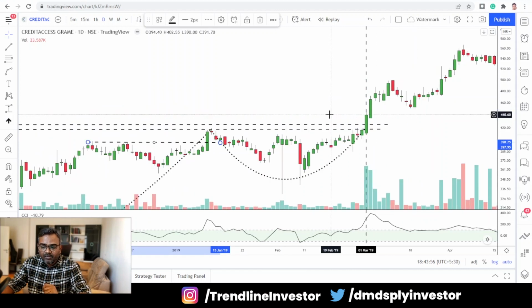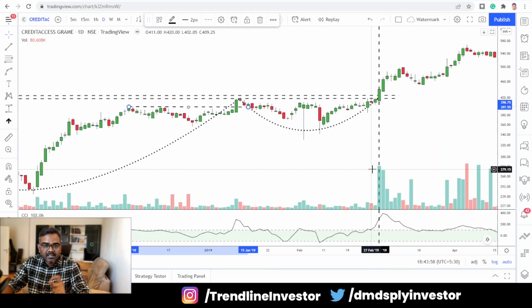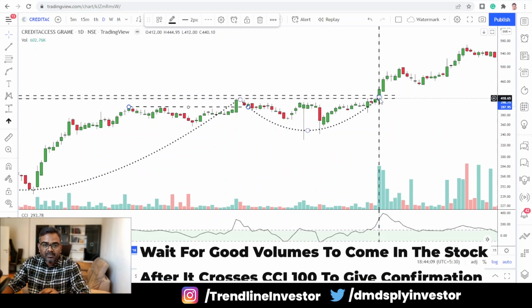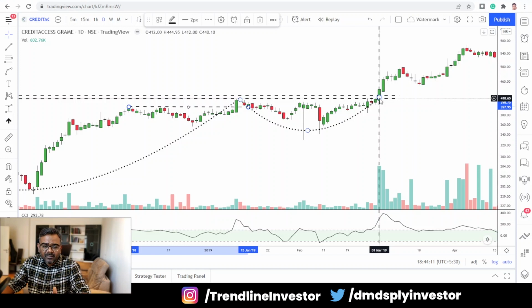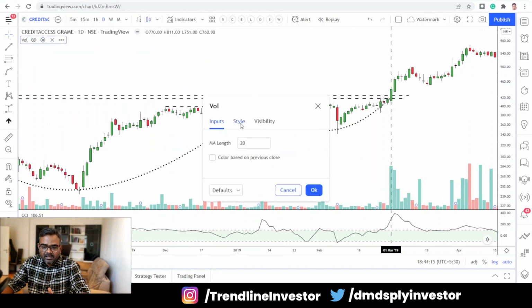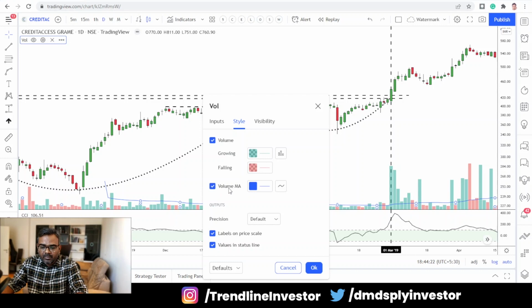But the best point for you to buy a stock after it crosses CCI 100, remember CCI 100 is only a scanner. So you need to wait for it to cross CCI 100, and then you wait for really, really good volumes to come in the stock, something like this, at least above the 50-day moving average of the volumes. So you can also plot that here to see the moving average, right? So the moving average is 20, so you plot 50, and then you go to style and you put volume moving average, right?